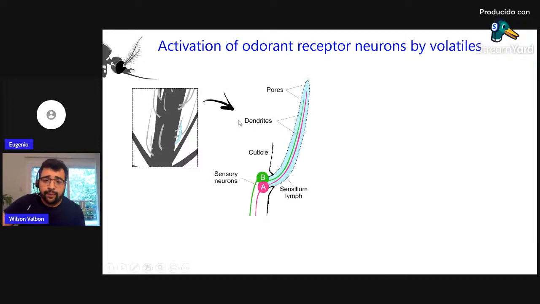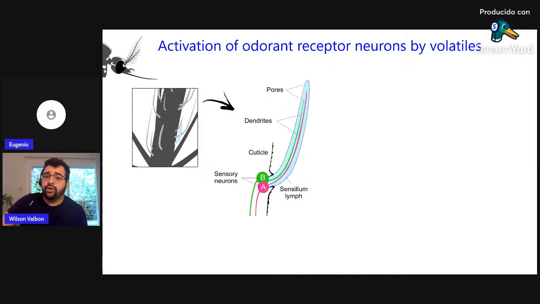Each sensillum is a very small hair. This sensillum has a membrane here, it has pores, and there are two neurons embedded inside this sensillum lymph. You have the A neuron in pink and the B neuron in green over here. These are called sensory neurons or receptor neurons. On the dendrite membrane, the odorant receptors are expressed.